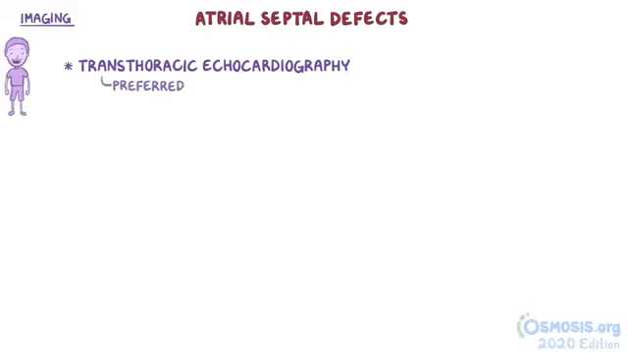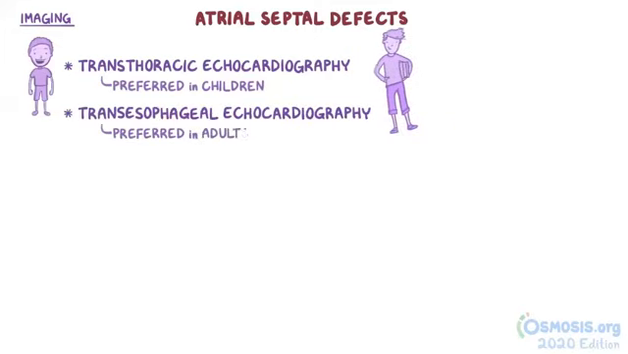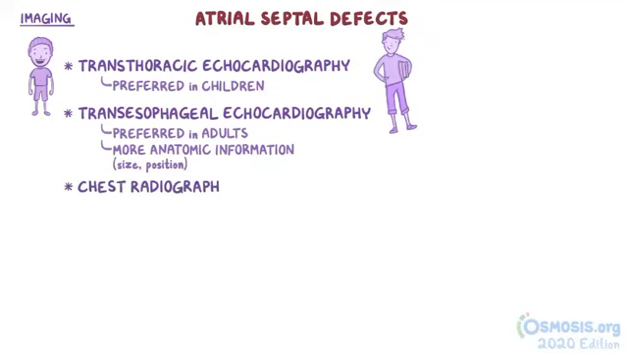In terms of imaging, transthoracic echocardiography remains the preferred initial diagnostic modality in children, and transesophageal echocardiography in adults, because it offers significantly more anatomic information compared with transthoracic echocardiography, especially when it comes to measuring the size and position of ASDs.